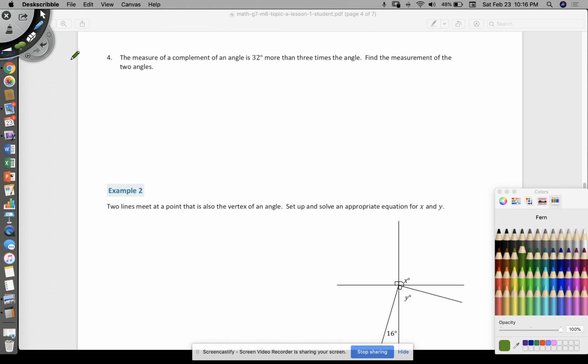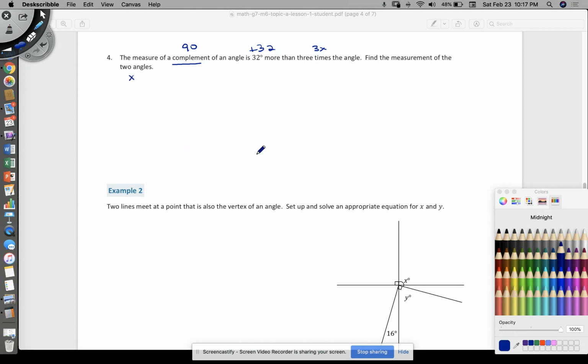All right, number 4 says, the measure of a complement angle, so I'm going to set this one up and then you guys are going to solve it. Complement angle, which means it adds to 90, is 32 more than, so we have a plus 32, 3 times an angle, 3x. Find the measurement of the two angles. So obviously another angle has to be x.